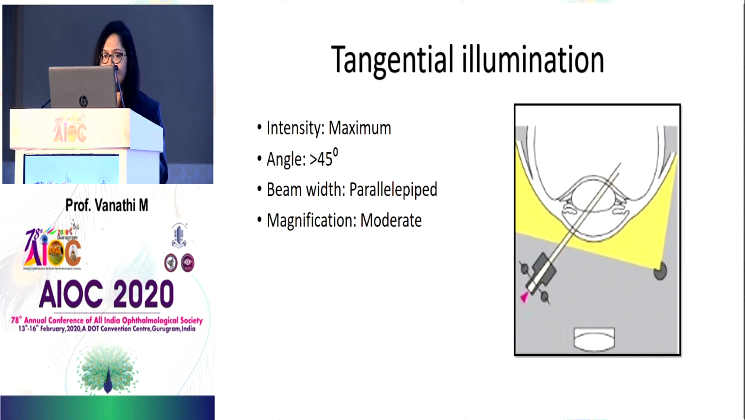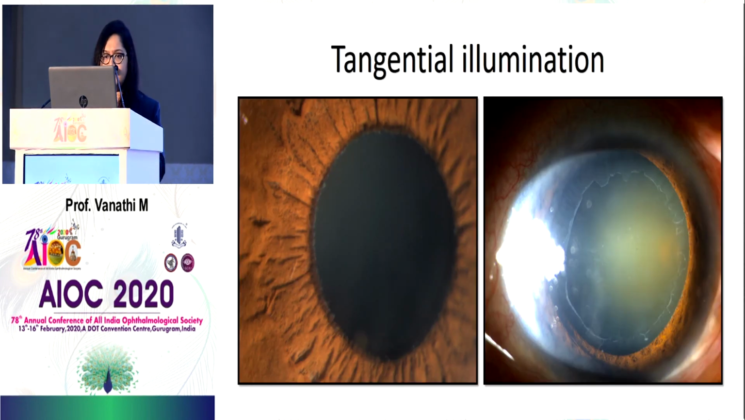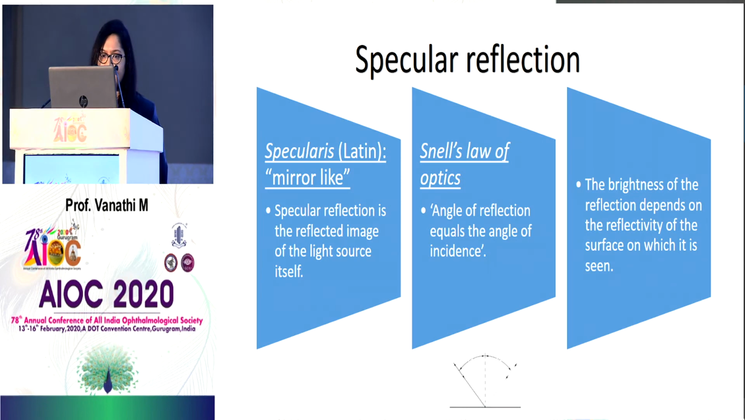Coming to tangential illumination, here the settings: intensity is kept maximum, angle is usually more than 45 degrees, beam width is parallel pipette, and magnification is kept moderate. So this is basically used to see various textures of the surface. So here you can see in this particular case, we had pseudoexfoliation. You can see at the pupillary ruff there are some pseudoexfoliation deposits, and once we dilated the patient, we saw PXF deposit over the anterior lens capsule.